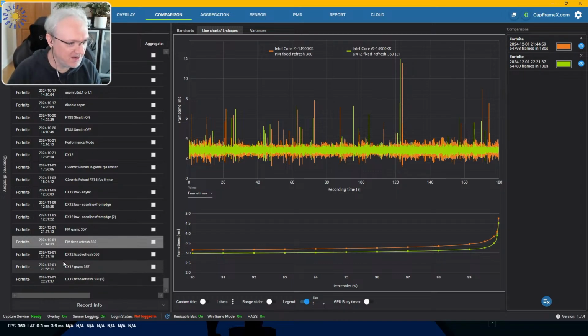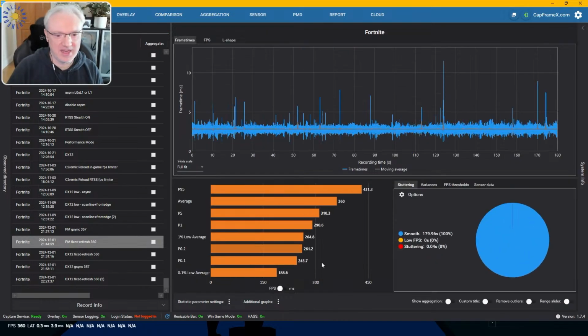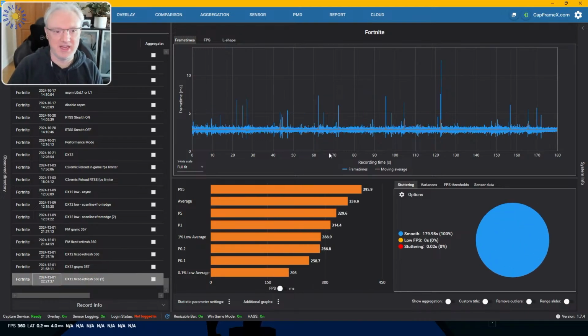If you actually look at the analysis, look how little stuttering I'm getting. So that's performance mode. I'm getting basically zero stuttering. If I was seeing big frame time spikes of up to about 200, then that would be hitching and stuttering, right? I'm not seeing anything over about 10. But then you look at DX12, and it's the same thing.